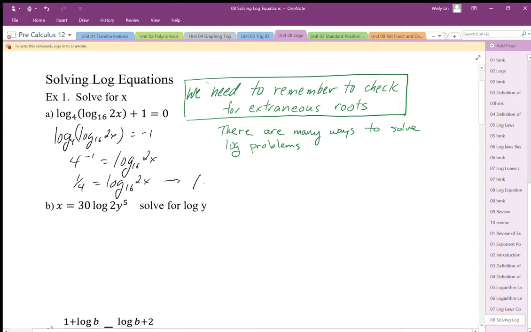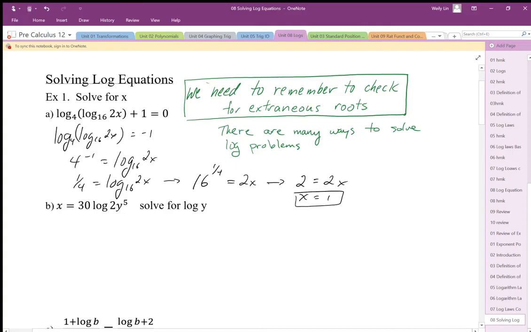So I end up with 16 to the 1/4, which is a 4th root, and that's equal to 2x. Okay, so the 4th root of 16 is going to be 2, and that equals 2x. So we get solution x equals 1.